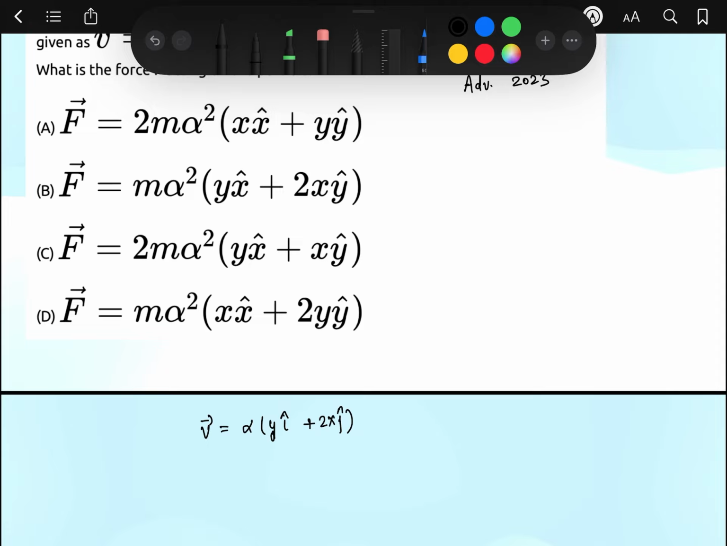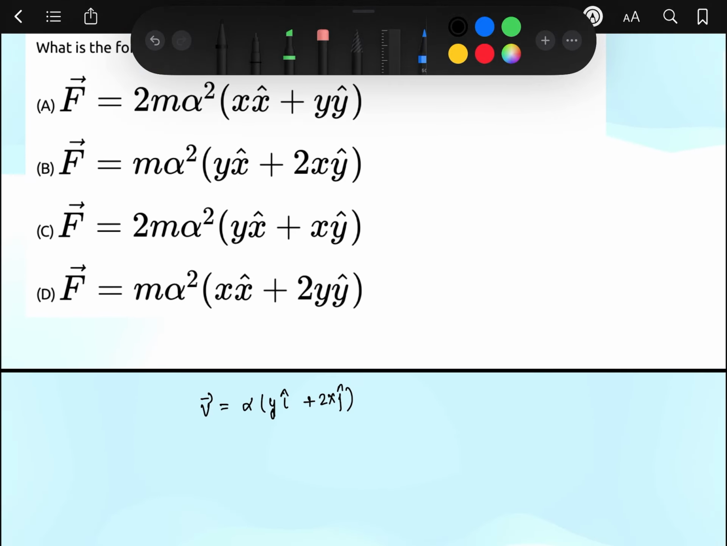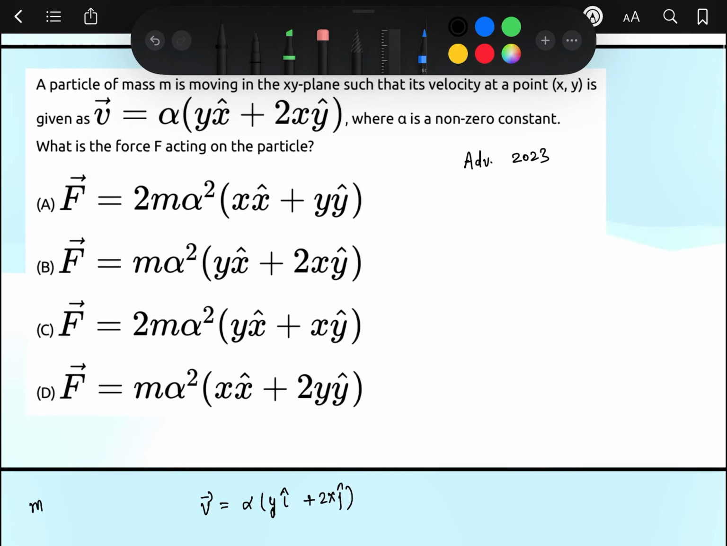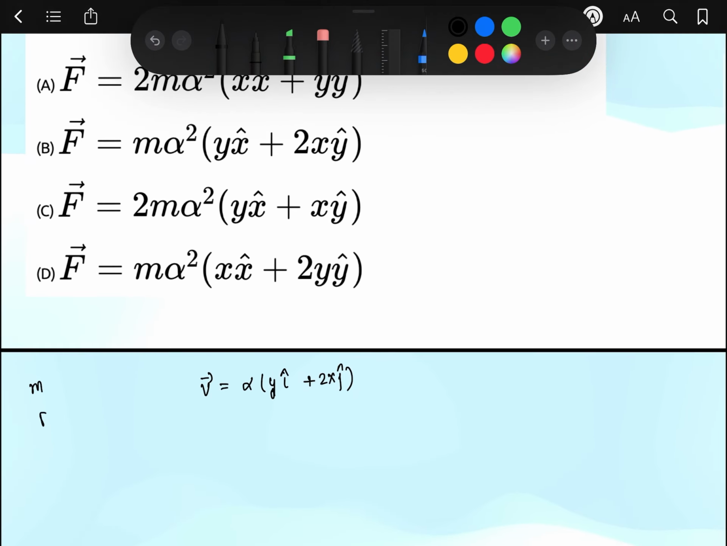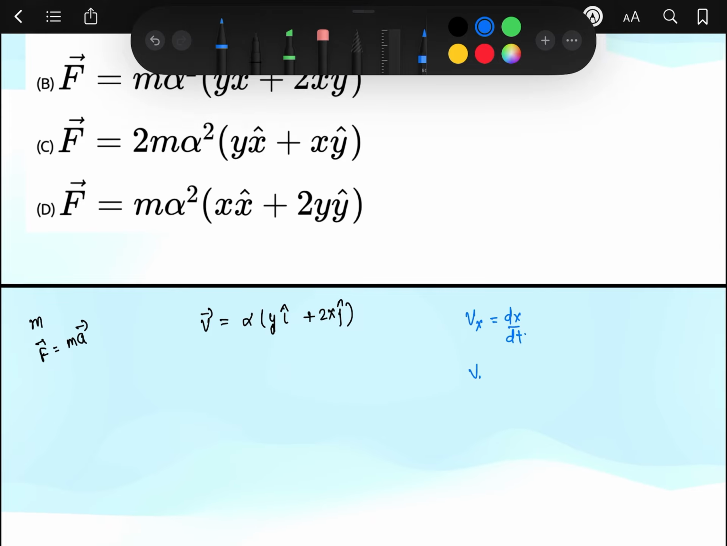Now we have to find, since the mass of the body is given as m, what is the force acting on this particle. So force will be directly F vector is equal to m into a vector. So we have to find only the a vector here. Since the velocity of the particle in the x direction, horizontal direction, is vx, that is equal to dx by dt, and the velocity of the particle in the y direction will be dy by dt.